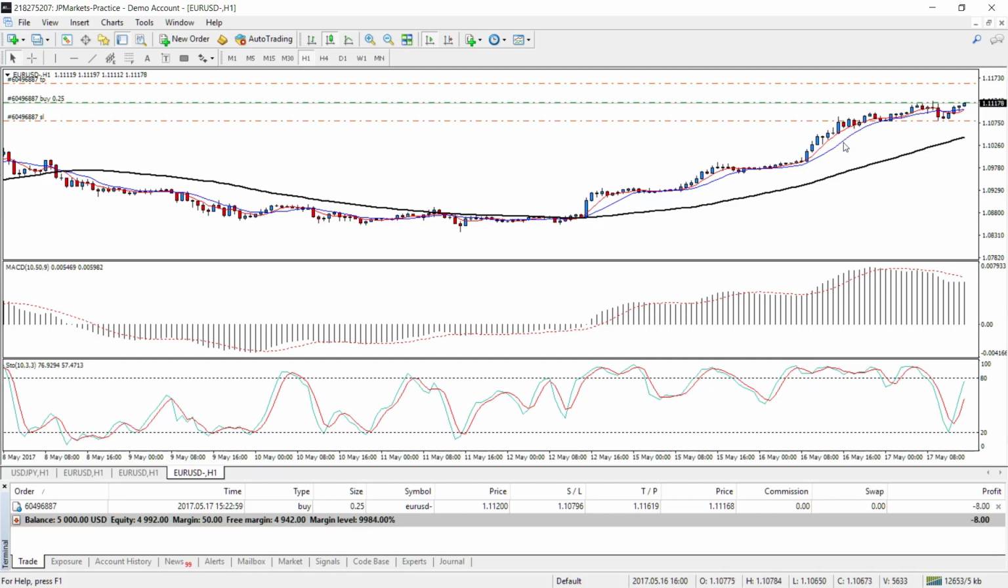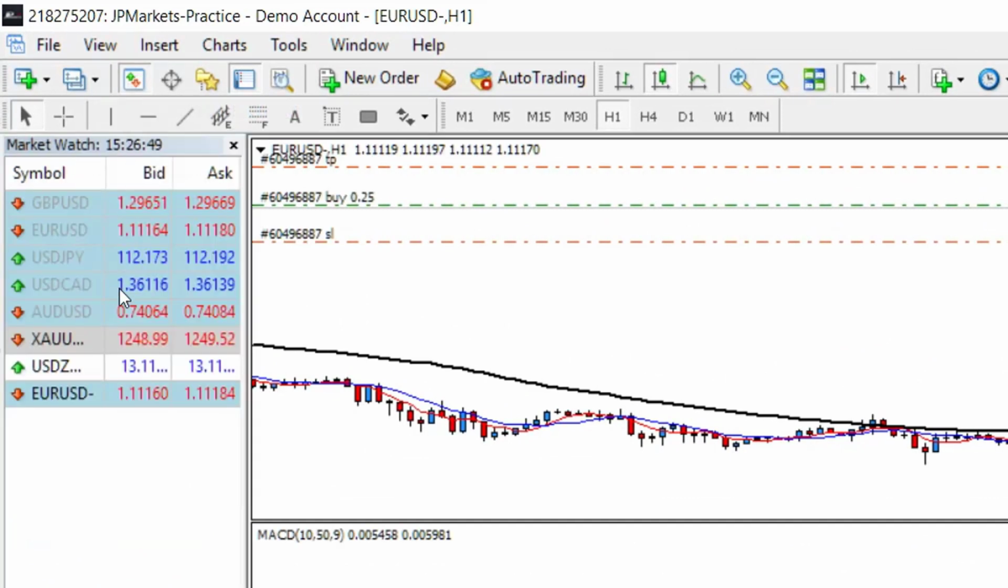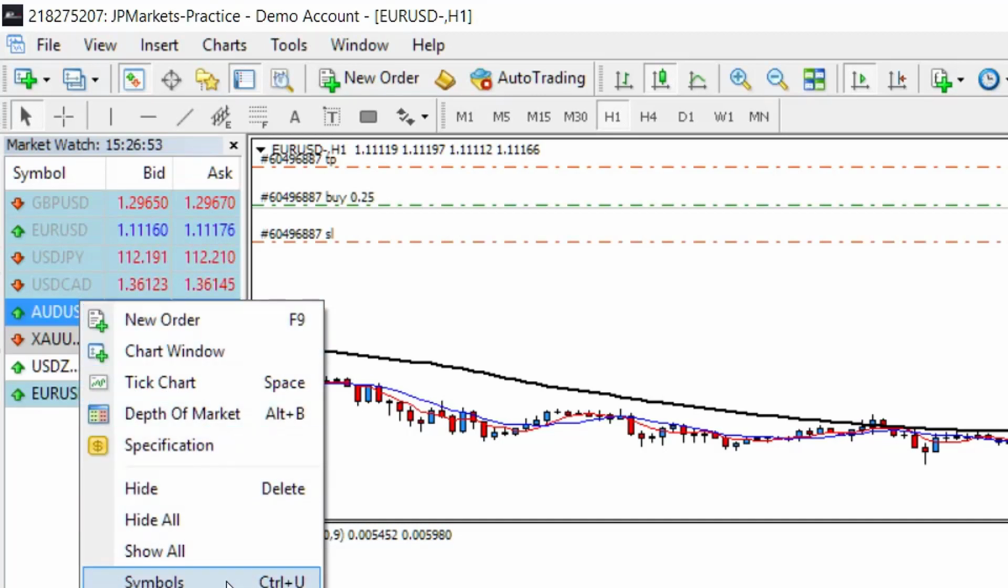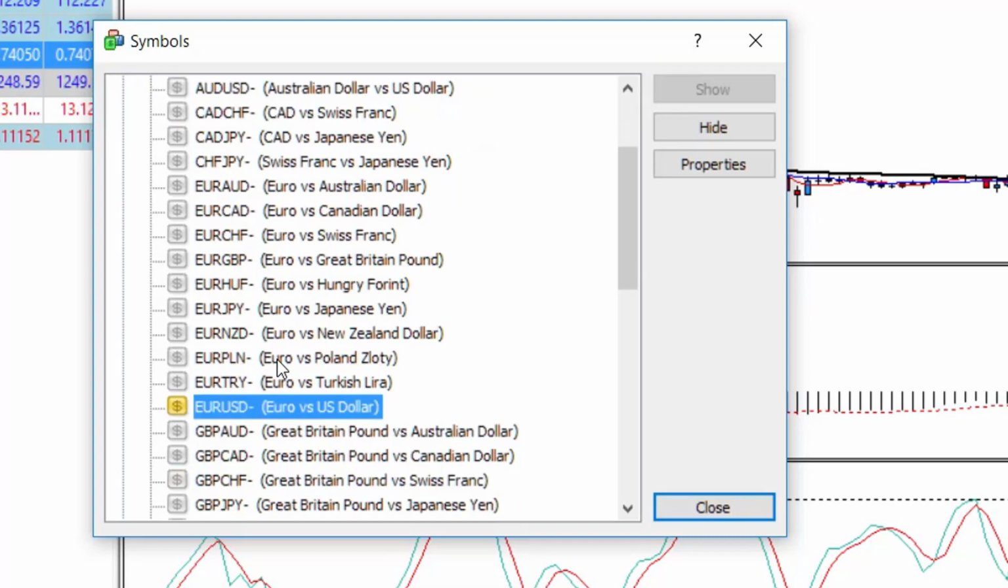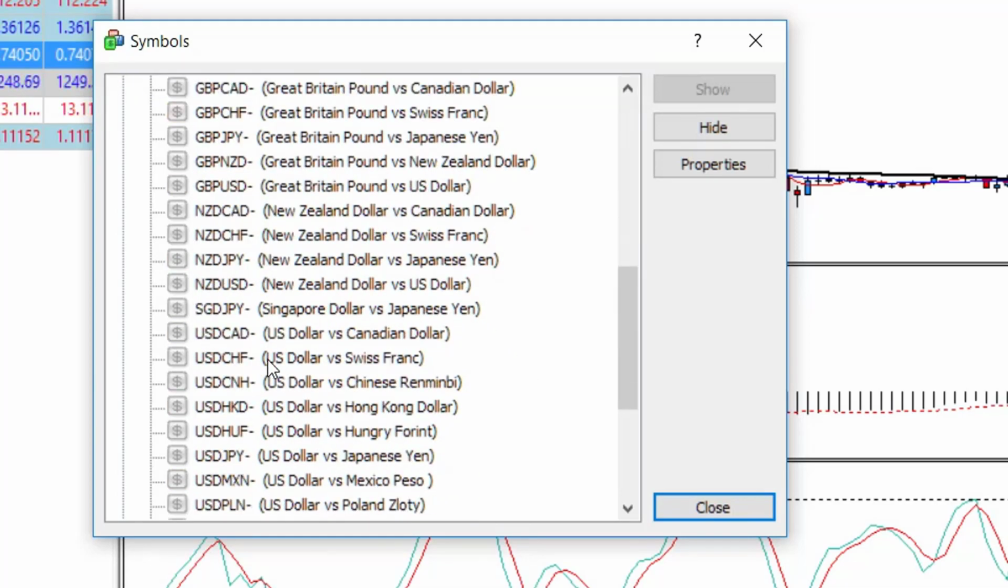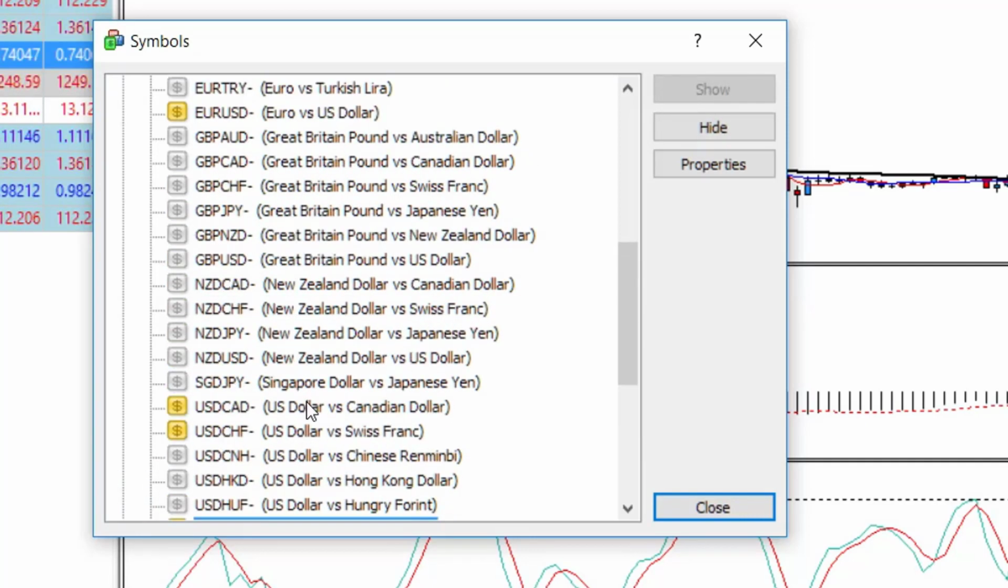This is on the 1 hourly chart. I'm going to load up another pair. We're going to add Market Watch, and we're going to right click on symbols and load up all the symbols. And now I'm going to look for some other fun ones to try out. Dollar Canadian is often fun. The dollar Swissy is cool. Dollar yen. And then the classic pound dollar.